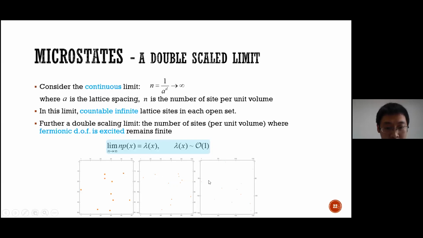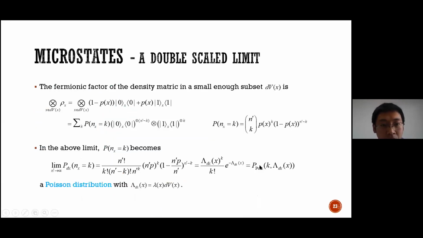So this figure shows how this process looks. As n goes to larger and larger, you are more and more coarse-grained. So basically you squeeze more and more microscopic sites into one unit cell. But along the way of doing this, the total number of excitations, which is labeled by these orange little dots, roughly remains the same. So that's the idea of the limit.